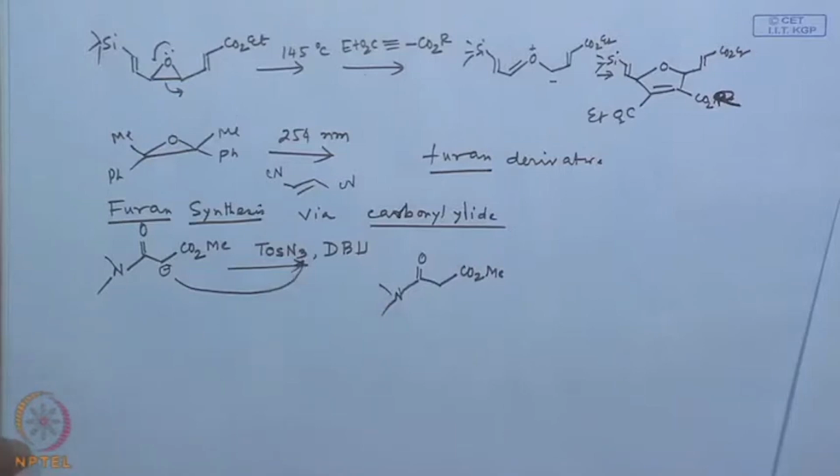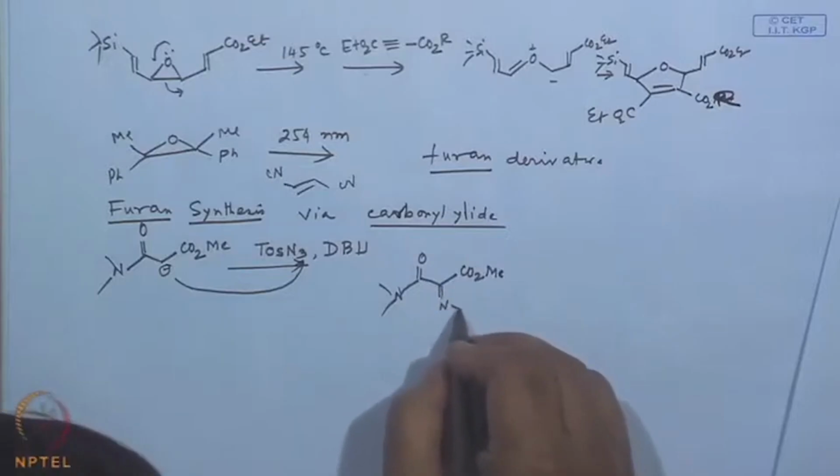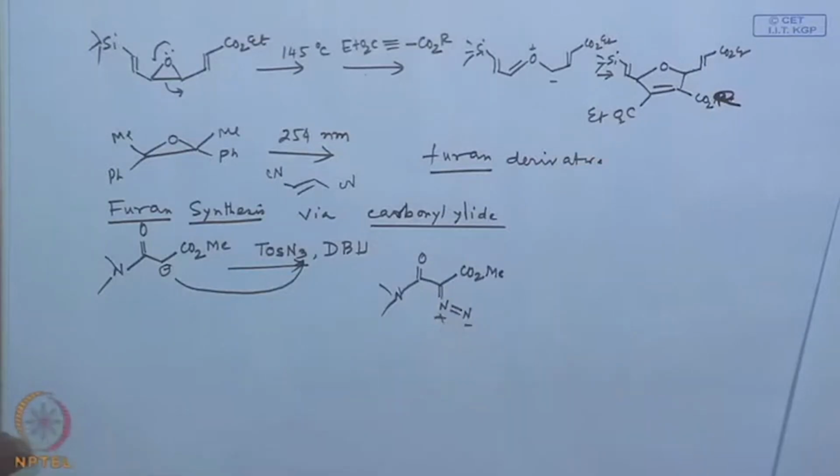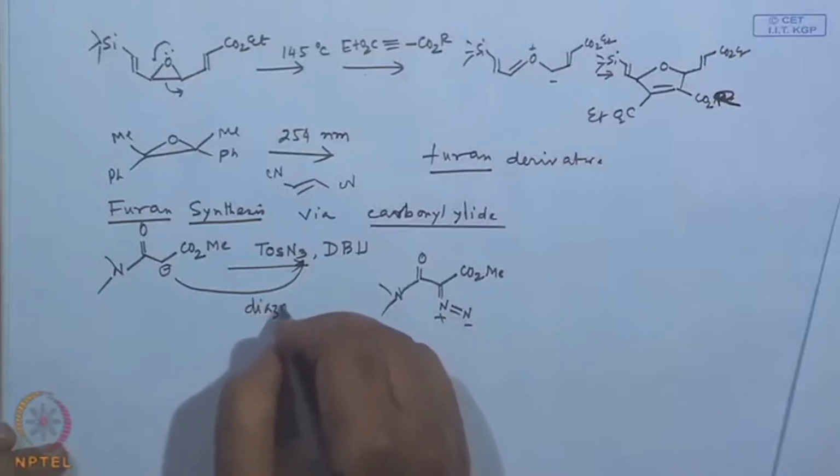Okay. Tosyl amide is produced. So, what you will find is basically the corresponding diazo compound. So, it is not azide transfer, it is a diazo transfer. Azide means three nitrogens, so it should be known as diazo transfer.